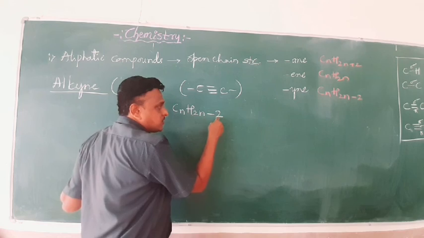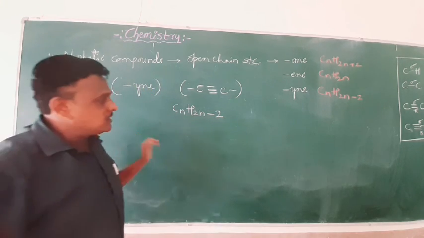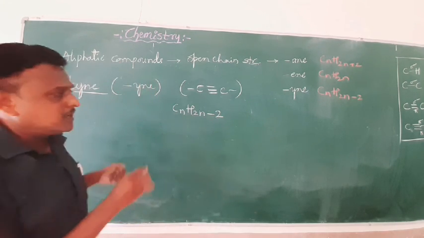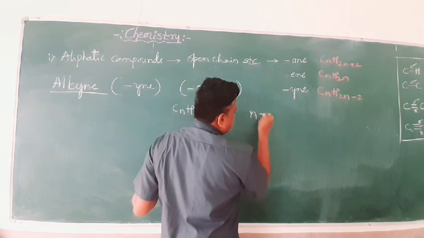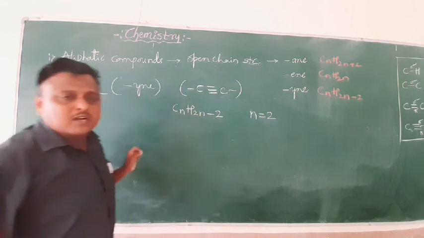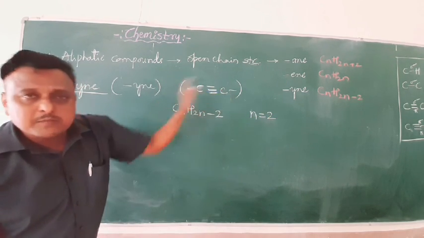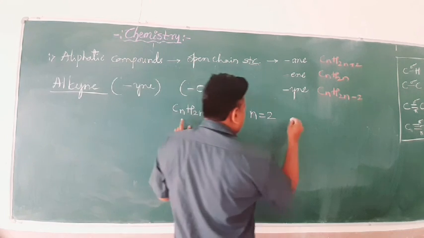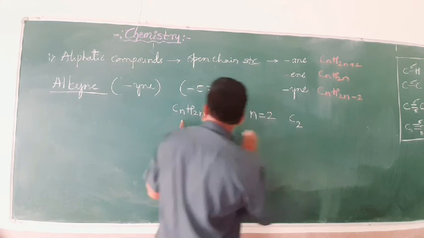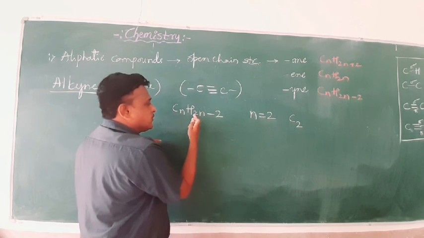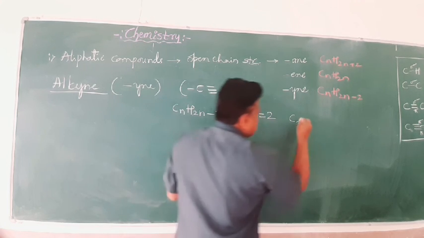CnH2n minus 2. Here also, I told you, n is an integer. We start with n minimum 2. If we take 1, it doesn't work, because two carbons are a must for a carbon-carbon triple bond. So n equal to 2. What about the formula? C2. 2 times 2 is 4, 4 minus 2 is 2.